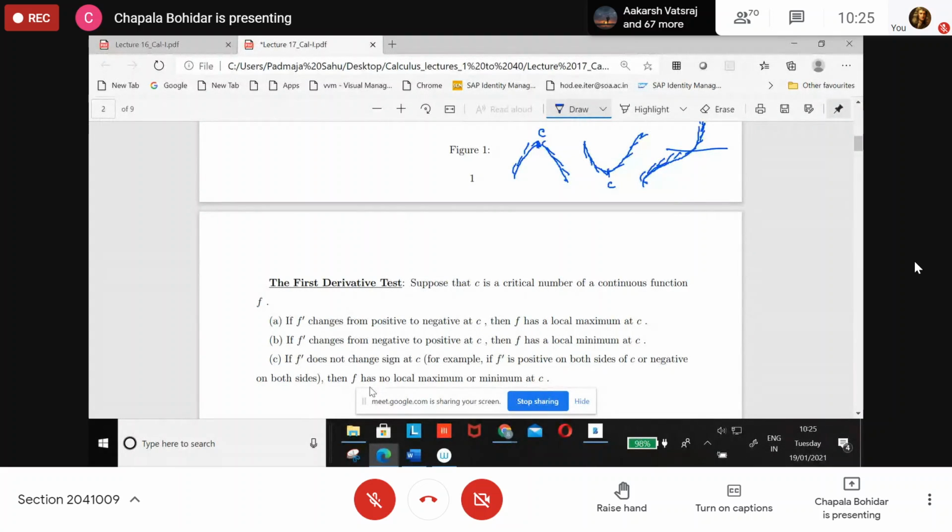If your curve is like this, so here also neither a local maximum nor a local minimum. Is all of it clear? Yes, ma'am.